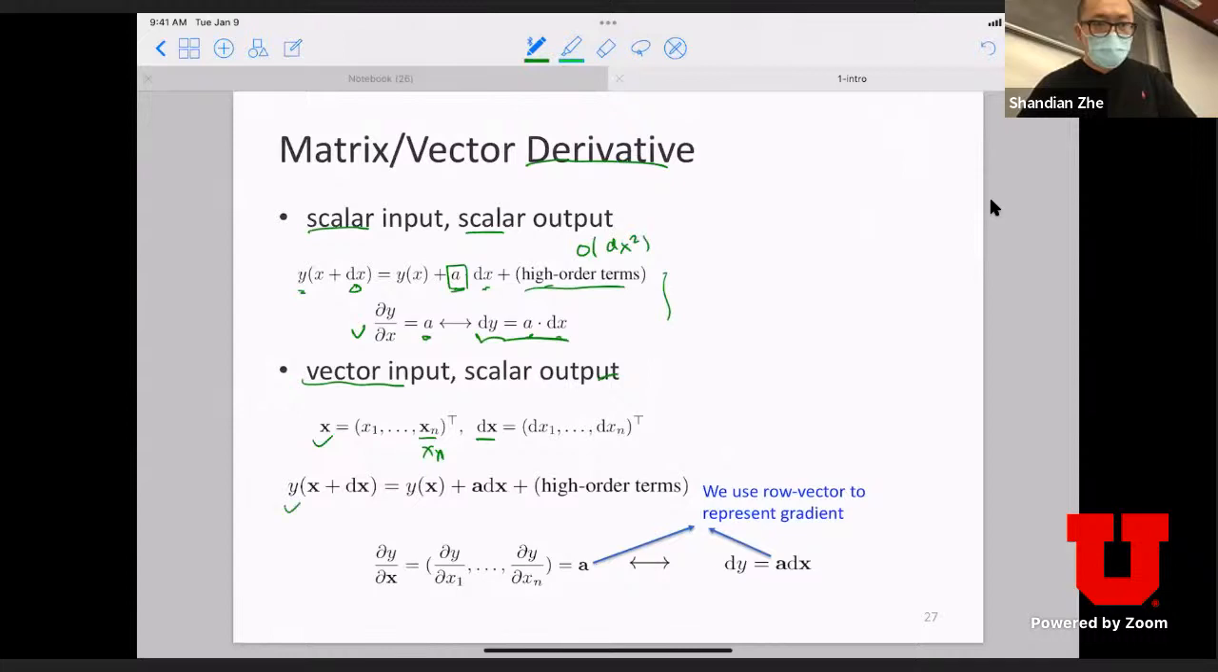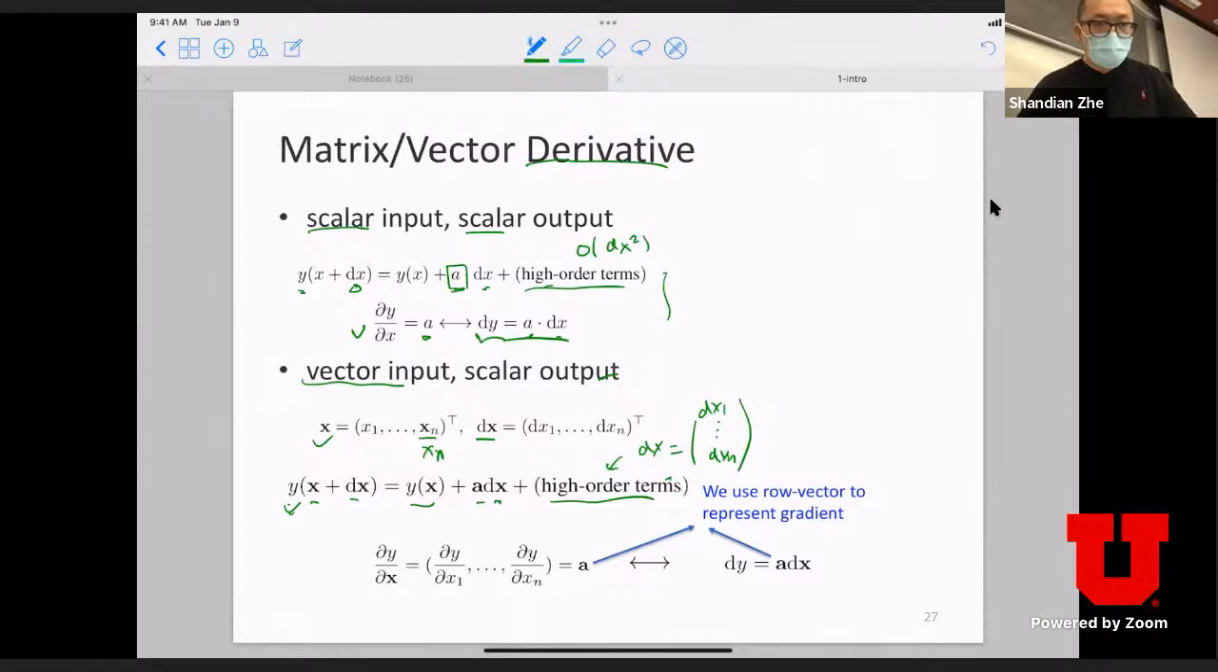Now, according to the Taylor theory, you can still write your y function at x plus dx equal to y(x) plus some vector A times dx, plus some higher order term regarding this dx. And be aware this dx now is a vector. In other words, this higher order term is actually a function of vectors.